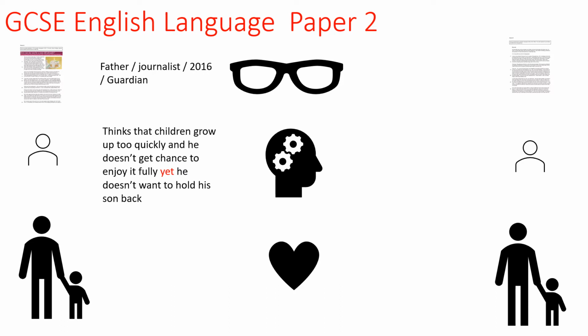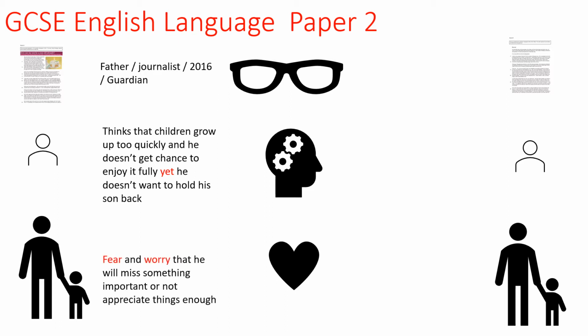Then we can think about what the writer is thinking. The writer thinks that children grow up too quickly and he doesn't get a chance to enjoy it fully, yet he doesn't want to hold his son back. So what we've got there are two ideas, and that word "yet" is quite a powerful word, because it links two separate things. We often have more than one idea related to a topic, and sometimes they conflict. Here he wants the child to grow up, but the child is growing up too quickly, and then he doesn't want to hold him back. So you can see there's a kind of conflict within his thought processes.